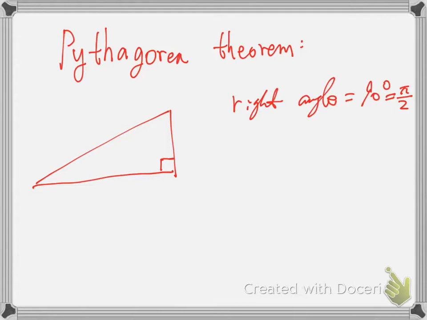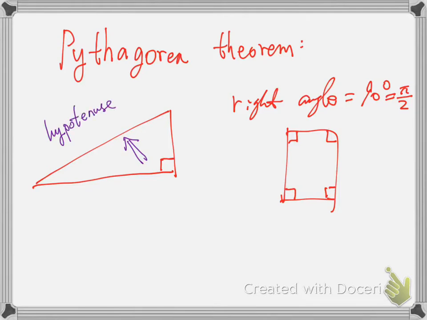So what's the idea of a right angle? If you look at a paper, all the corners of the paper are right angles. So the paper has 4 right angles. For the Pythagorean theorem, the important thing is the right angle and the opposite side of the right angle. You stand at the right angle and look at the opposite side. This side is called the hypotenuse of the right triangle.